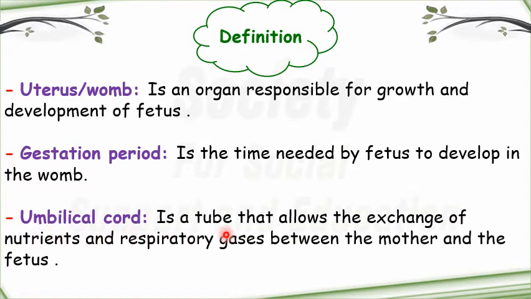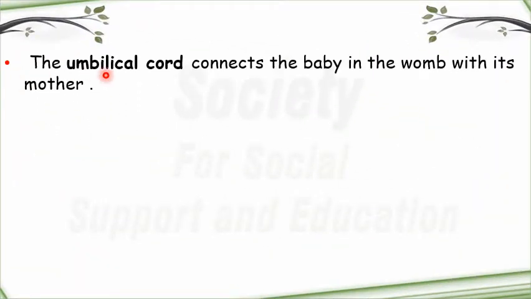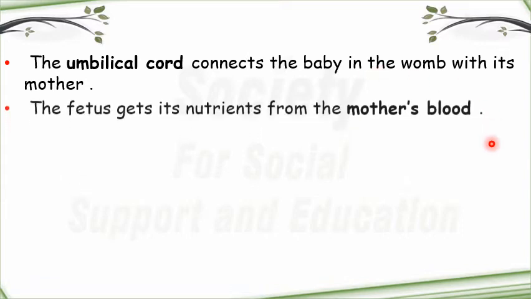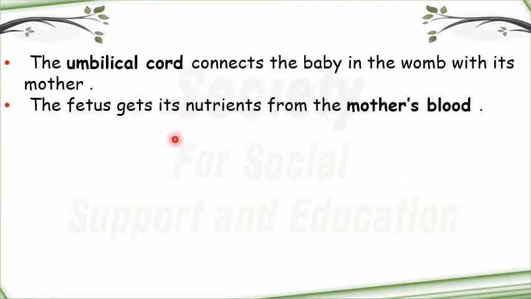Umbilical cord, it is a tube that allows the exchange of nutrients and respiratory gases between the mother and the fetus. So the umbilical cord connects the baby in the womb with its mother. This umbilical cord اللي هو الحبل السري, it connects يعني بيربط the baby with the mother. The fetus gets its nutrients from the mother's blood. All the nutrients that a baby needs, he takes from the mother's blood.